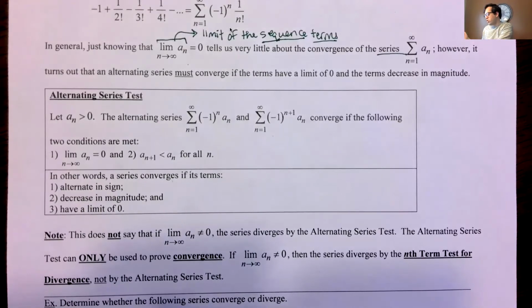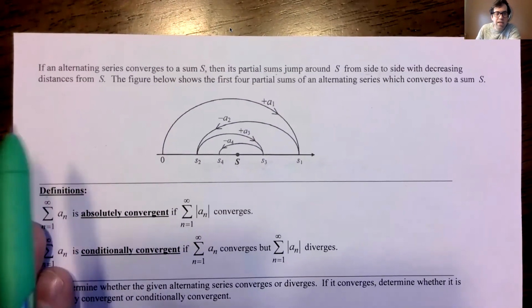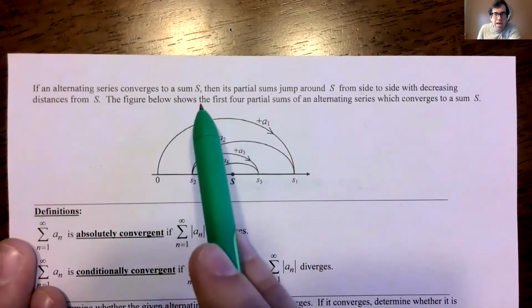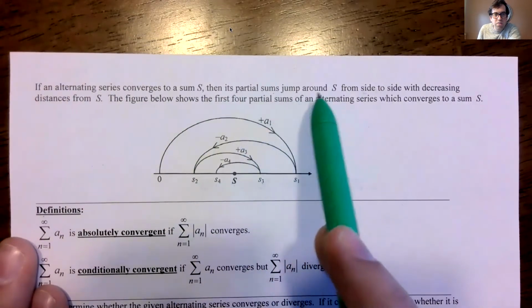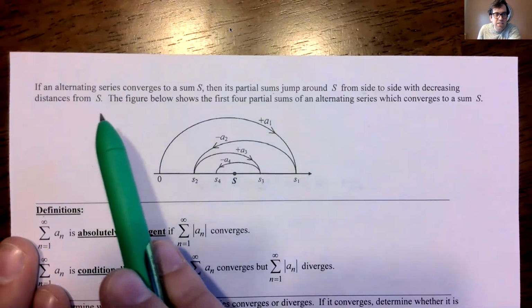Let's take a look at a visual. And this is on the back of the notes if you have this printed out at the top. If an alternating series converges to a sum S, then its partial sum jumps around S from side to side with decreasing distances from S.